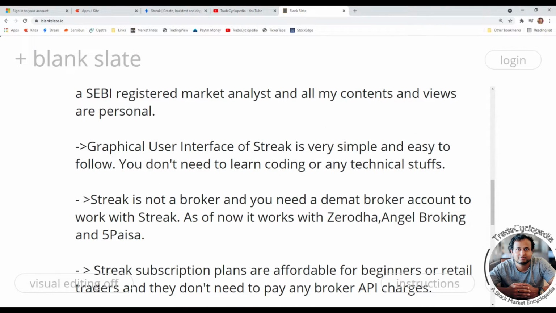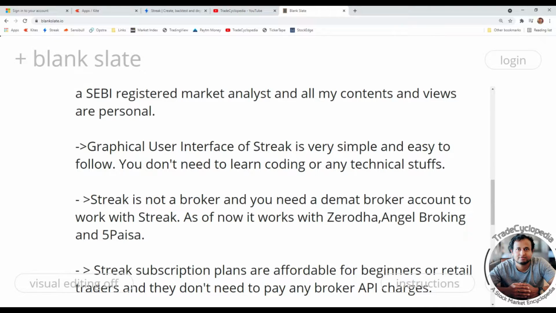And the reason why I'm using Streak is that Streak has a very simple graphical user interface, which I'll show you. It's very easy to understand, anybody can learn Streak, and you really don't need to learn any sort of coding.